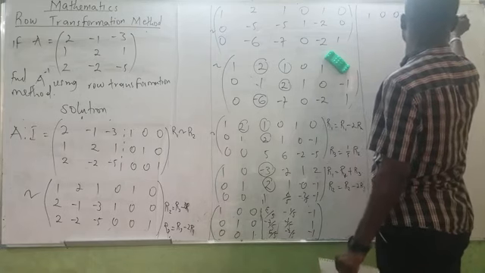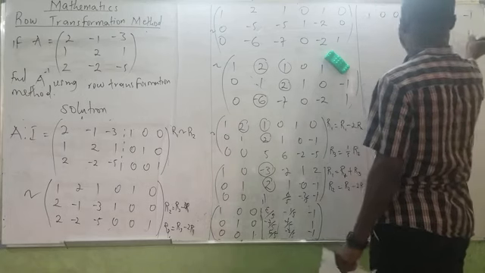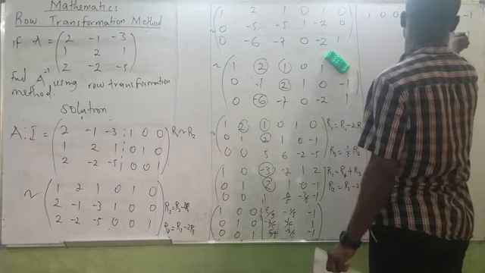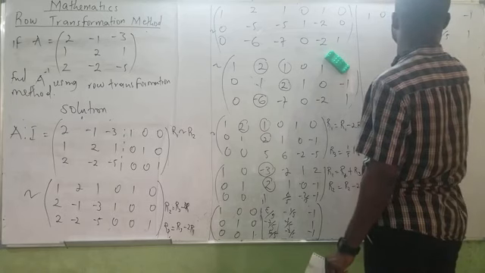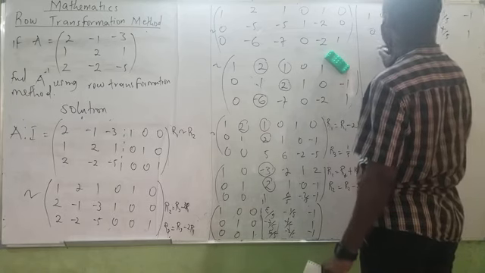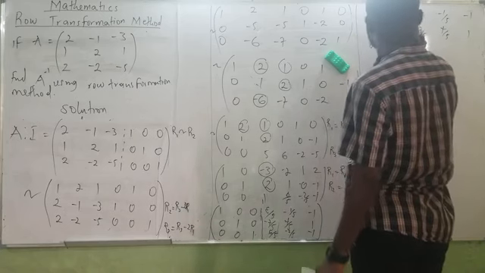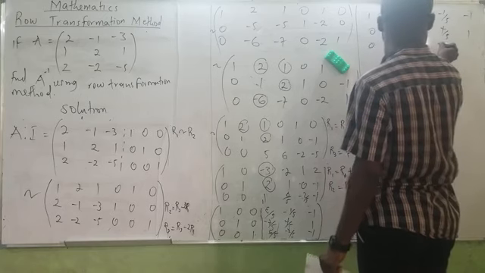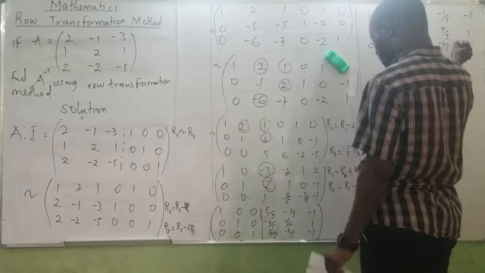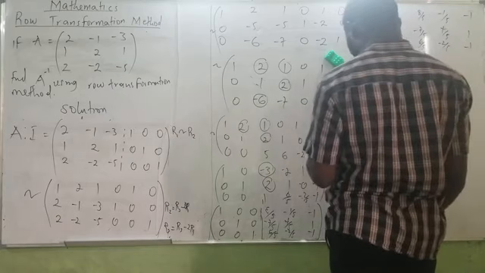8/5, minus 1/5, minus 1, 1, 4/5, minus 7/5, 0, 1, 0, and 0, 0, 1, 6/5, minus 2/5, and minus 1. That is what I'm having.